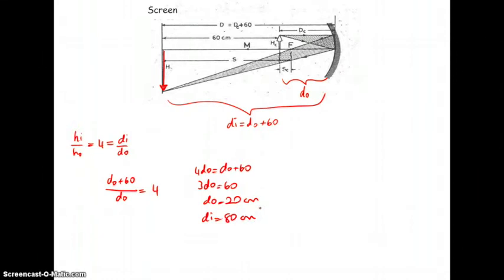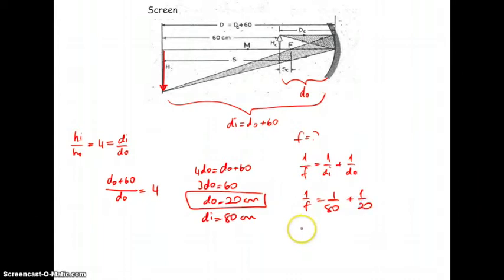So, we find the distance between the object and the mirror. Now we need to find the focal length. By using 1 over f equals 1 over di plus 1 over do formula, we can easily find 1 over f and then focal length. 1 over f equals 1 over 80 plus 1 over 20. Then f is equal to 16 centimeters.